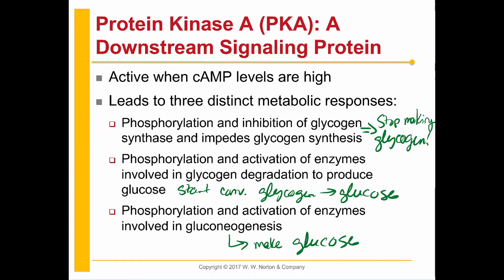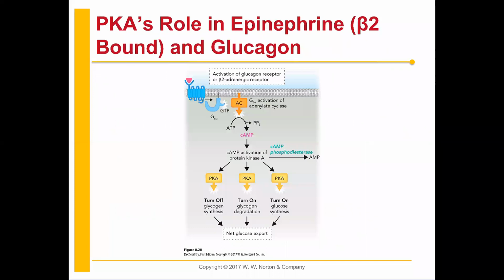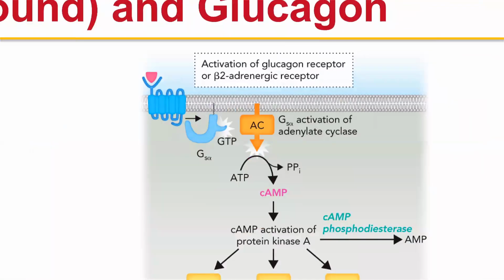So I kind of like to think about it as a seesaw, right? When one side goes up, the other side's going to go down. And so you have to inhibit the conversion of glucose to glycogen at the same time as you need to promote the degradation of glycogen to glucose. So when one goes up, the other must go down. It's a really great mechanism for really tight control on activities inside of our bodies, right? So let's look at a diagram of how that works.